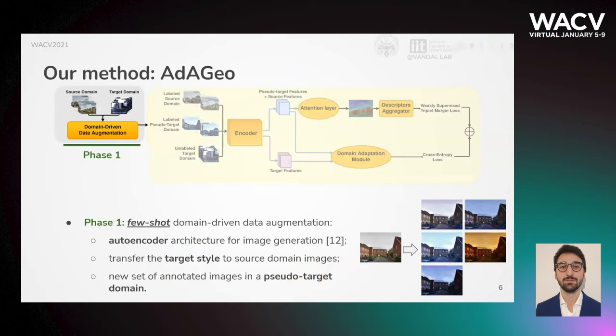Our architecture is made of 2 parts, which are trained in 2 phases. Phase 1 is for training a few-shot domain-driven data augmentation by employing an autoencoder architecture to generate new images. Using just a few target domain images, we are able to transfer the target domain style to the labeled source domain images, therefore generating new images for which we have the labels, and that belong to a domain similar to the target one, which we call pseudo-target domain.